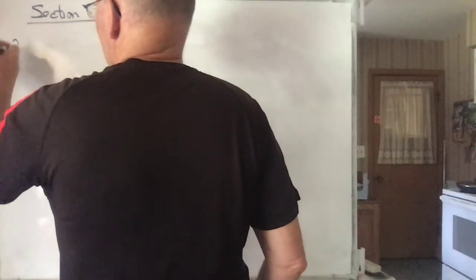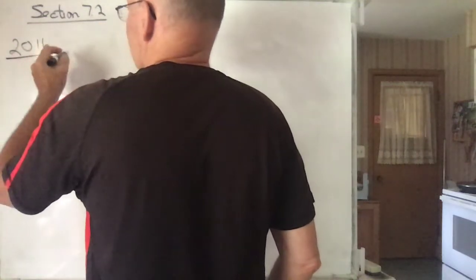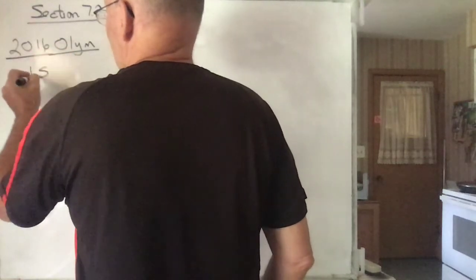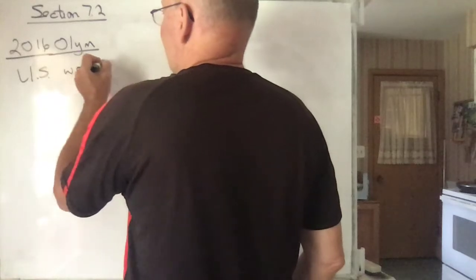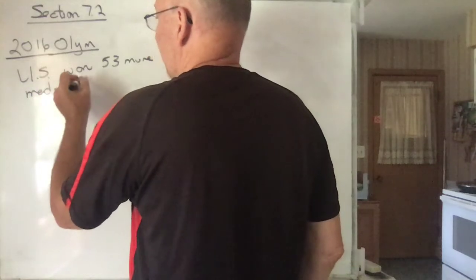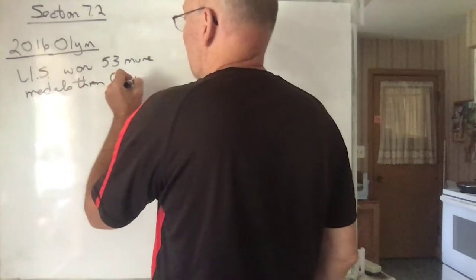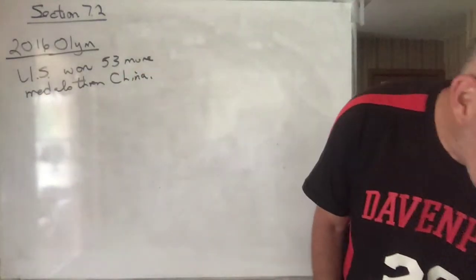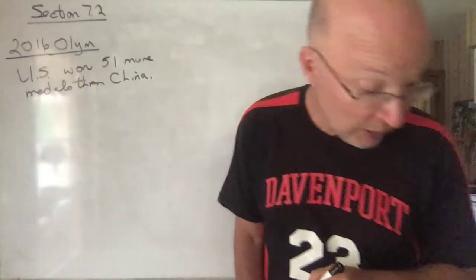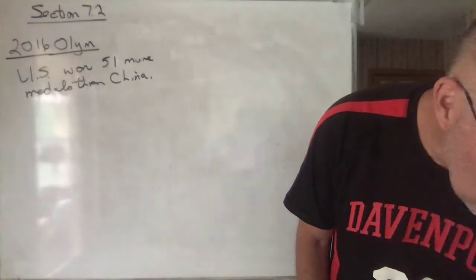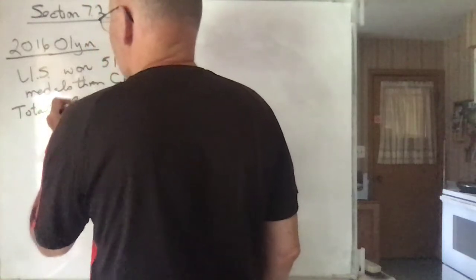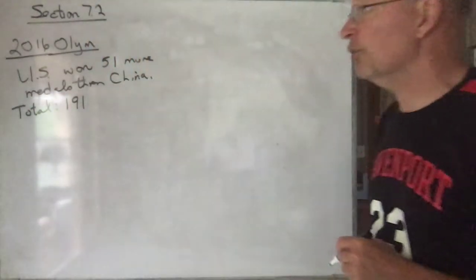The author mentions that in the 2016 Olympics, the U.S. won 53 more medals than China. And not only that, but the total, I'm sorry, not 53, but 51. Okay, don't want to take more credit than we have due. 51 more. And the total medals won by both countries is 191. So the question is, how many did each win?